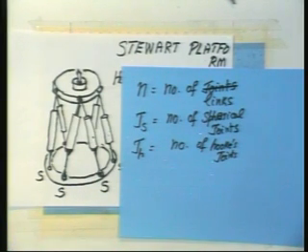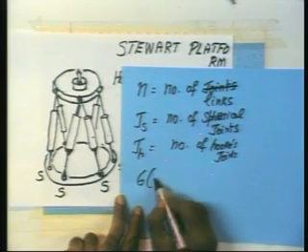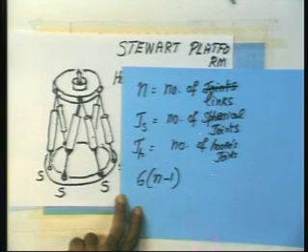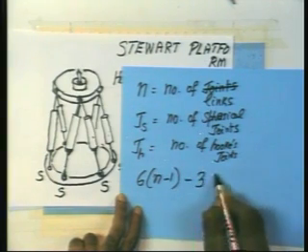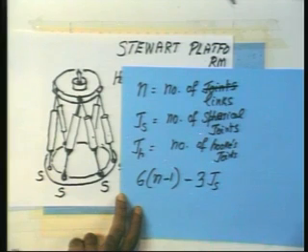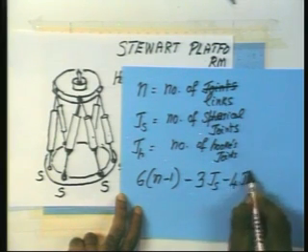Now we are working in space, remember. So we had 3 into n minus 1 as the first term of the degrees of freedom equation in a plane. Now how much do we have here? 6 into n minus 1. So we will write 6 into n minus 1. A spherical joint removes 3 degrees of freedom. So 3 into Js. And a Hooke's joint removes 4, so it is 4 into Jh.